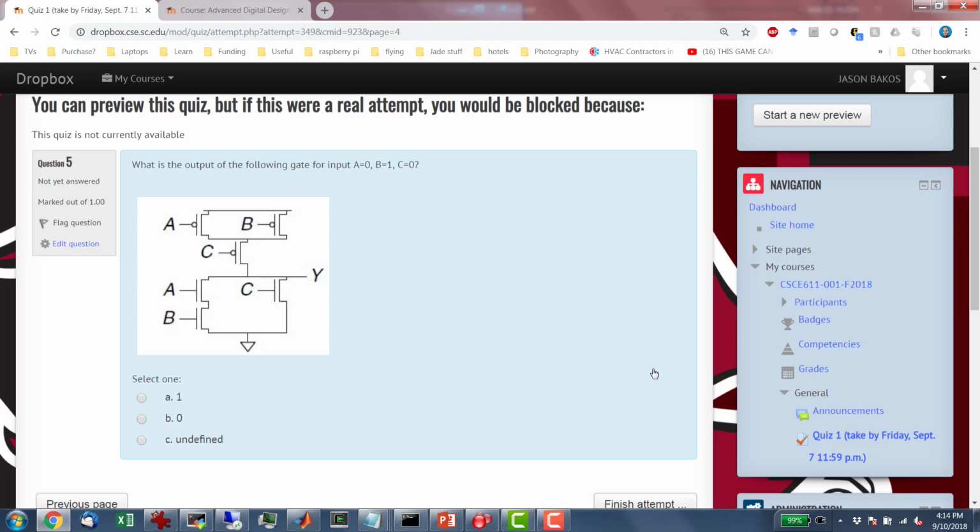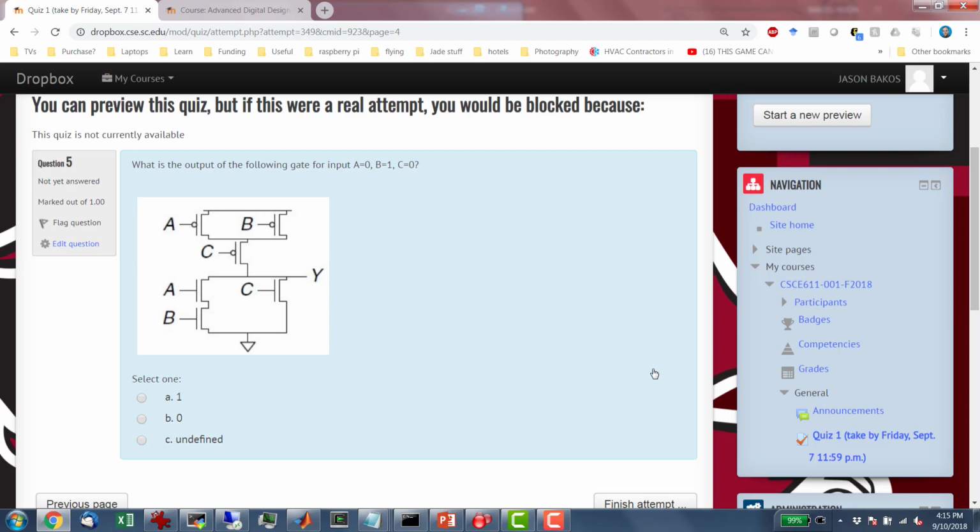Because what's happening there is with 0, 1, 0, A is off, so you can't go through this path. You're shut down here, right? And then if C is 0, you're shut down from this path. So you can't go either way. You can't go through the transistor if the gate is 0, for an NMOS. Yeah, exactly. That's a good way to say it. Of course, with a PMOS, it's the opposite.